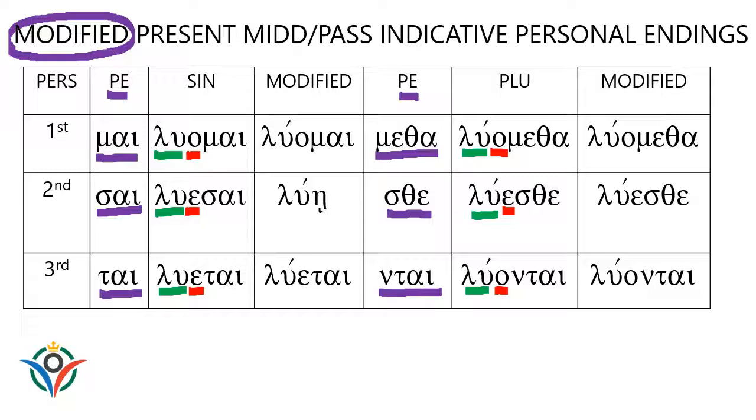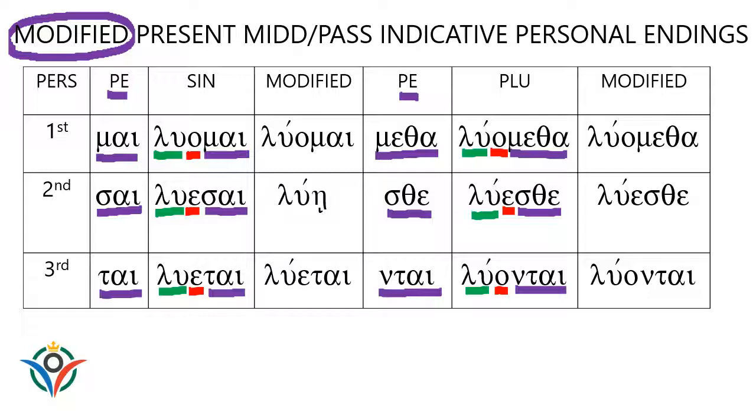So the first person singular is luomai, the second person singular is lueipsi, third person singular lueitai, first person plural luometha, second person plural lueisthe, and third person plural luontai. So you'll notice that there aren't many modifications. In fact, all of them have remained the same.